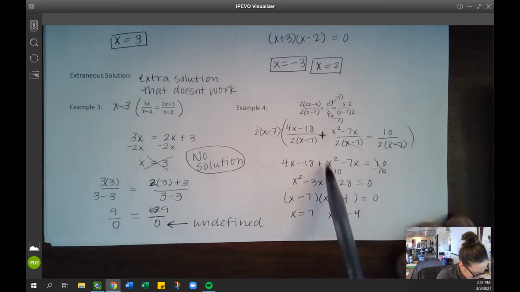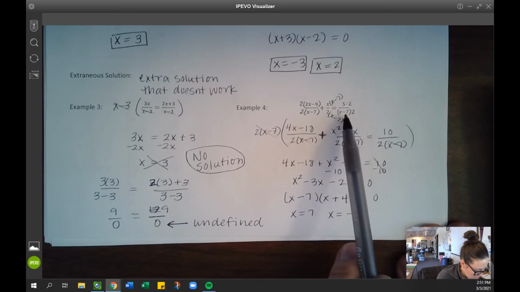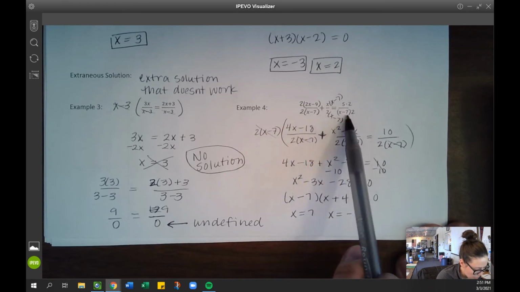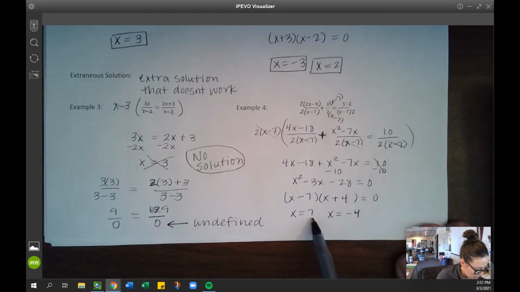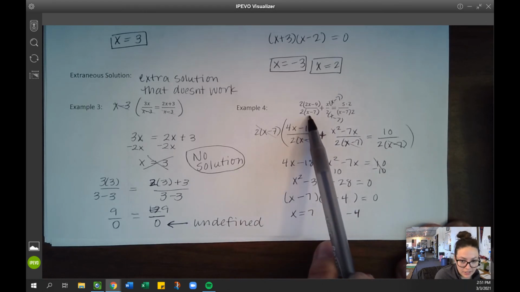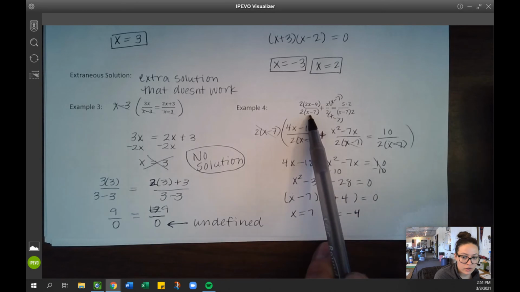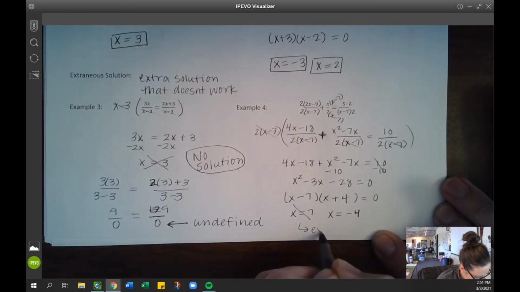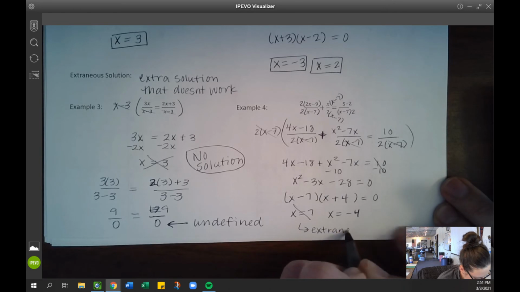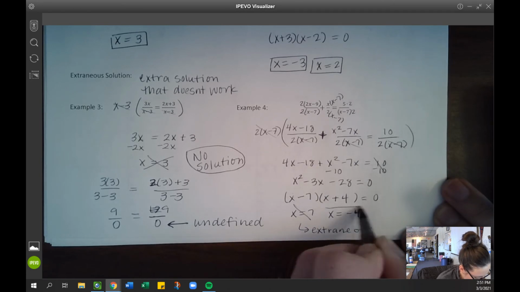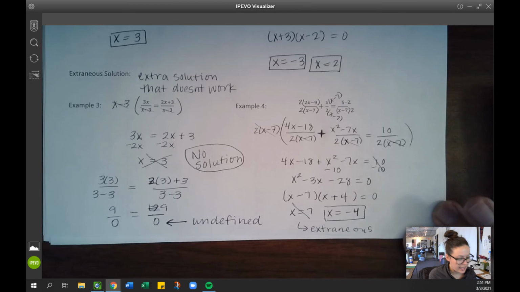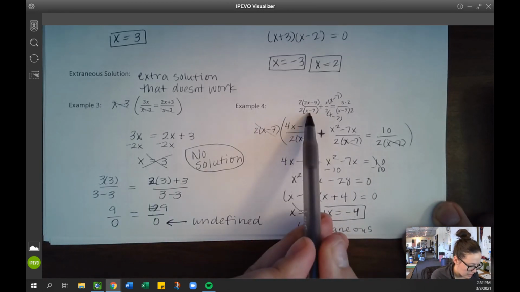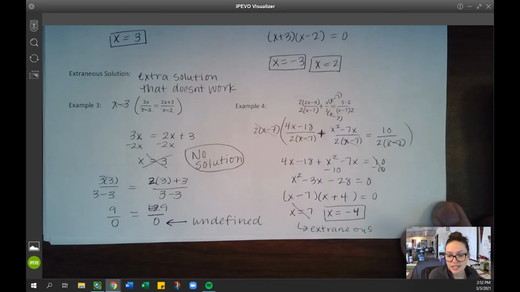So now we go back and we look at our original equation, particularly the denominator. Are we going to have any issues when x is 7? Yes. If x is 7, our denominator is going to be 0, which we can't have. So this is extraneous. And my only solution is x equals -4, because when I plug that in, that's not going to cause us any issues.